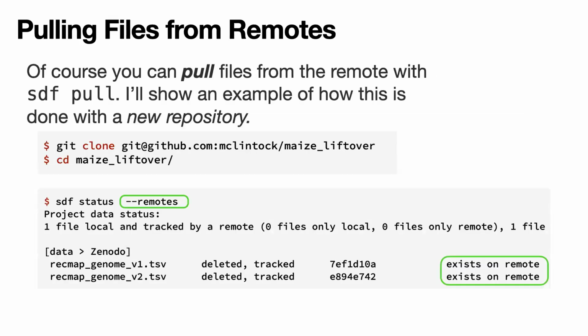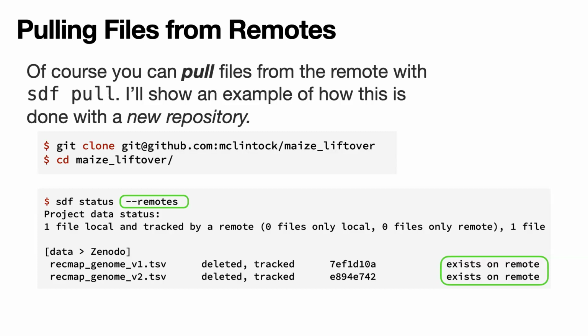So pulling files, this is an example of a workflow where Barbara McClintock has a GitHub repository called Maze Liftover, and I clone her repository and cd in there. And I say, hey, are there any remote repositories? And the idea is that if she's checked in a data manifest here, it will tell me all the data that I can download for this repository through SciDataFlow. And indeed, even though there's no data locally on this machine yet, I can see there is a data directory, it's linked to Zenodo, and there are 2 files here that I want to download locally.